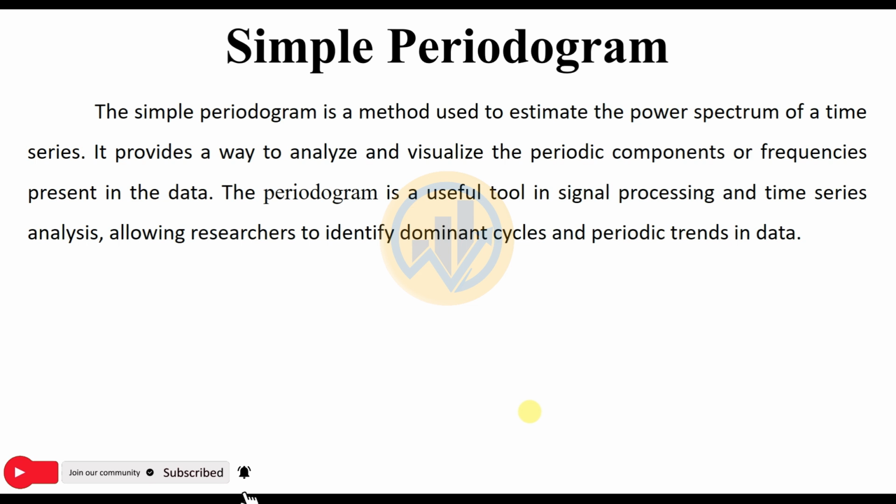Now our discussion topic is how to analyze a simple periodogram in PAST statistical software. So what is a simple periodogram? The simple periodogram is a method used to estimate the power spectrum of a time series. It provides a way to analyze and visualize the periodic components or frequencies present in the data. The periodogram is a useful tool in signal processing and time series analysis, allowing researchers to identify dominant cycles and periodic trends in the data.